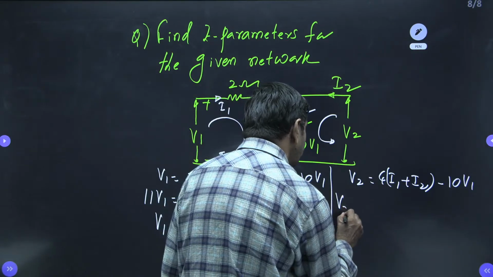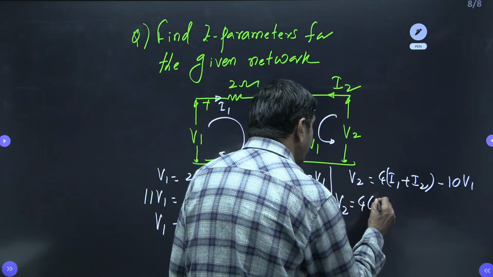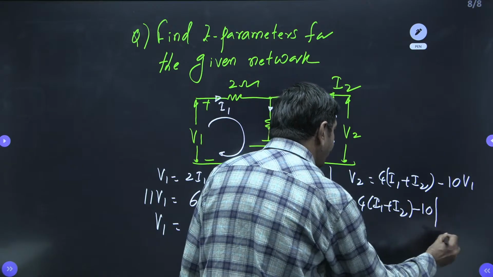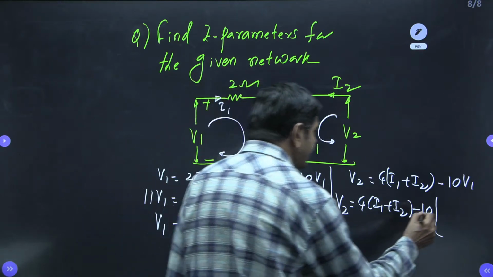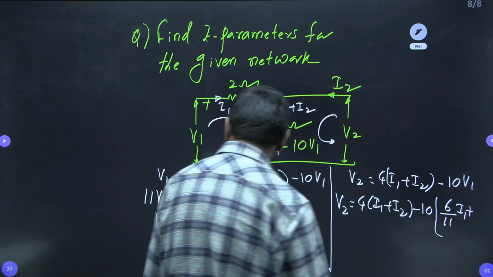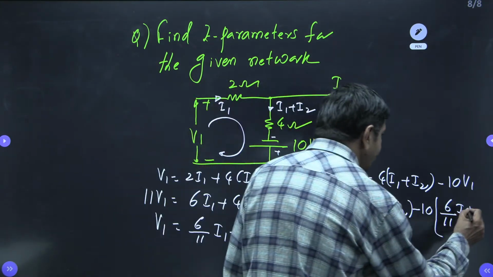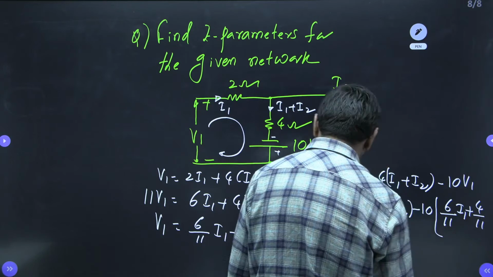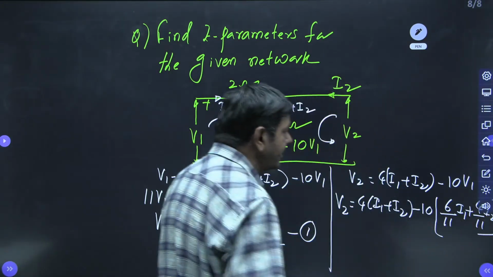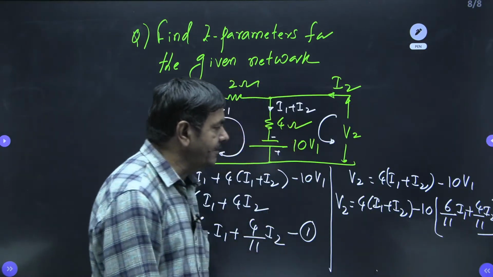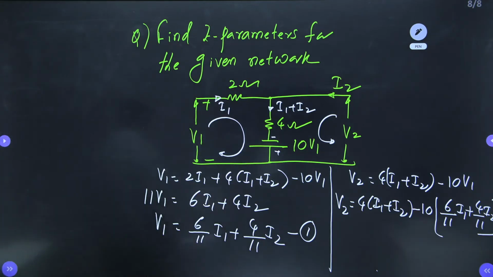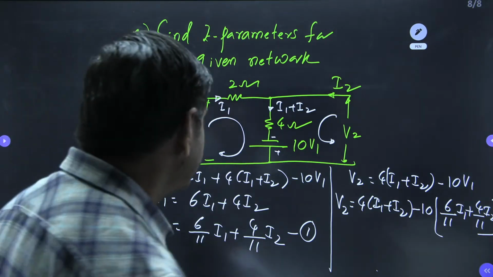V2 equal to 4 into I1 plus I2, minus 10 into V1, which is nothing but 6 by 11 I1 plus 4 by 11 I2. Like that I got an equation. But we need to simplify. Once you have simplified this, you will get the required value. Can anybody simplify this?